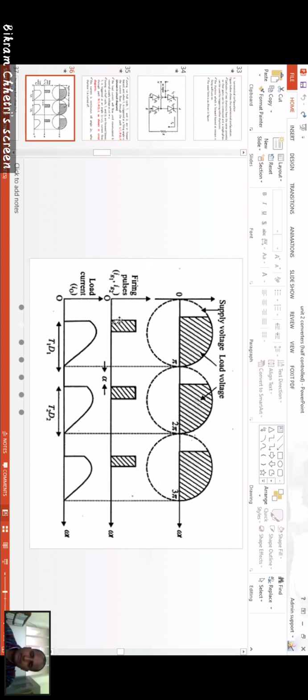So you're firing pulses to the thyristors. This portion is the load voltage, and the whole of this is the supply voltage. The load current is based on these triggering pulses. This is the firing angle, shown as alpha. This is the path in which the current flows: in this case T1 and D1 are conducting, and in the negative half cycle T2 and D2 are conducting.